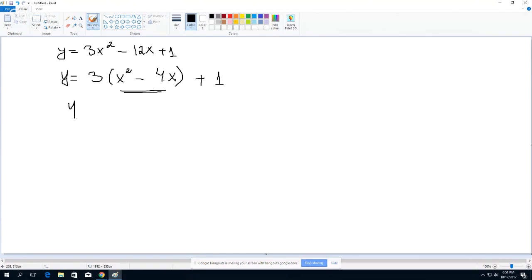Okay, awesome. Now, we have to add something to this one to make a complete square. So what should we add? Would it be, wait, let's see. Would it be positive 4? Yeah, it would be positive 4.